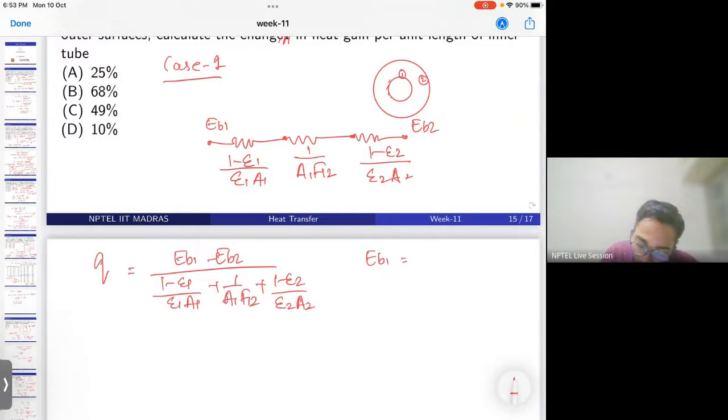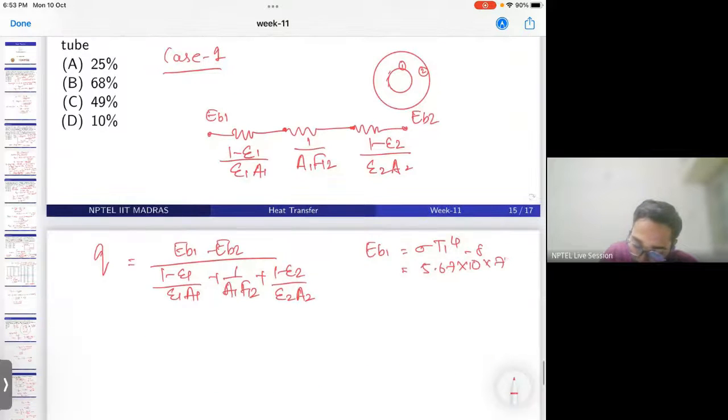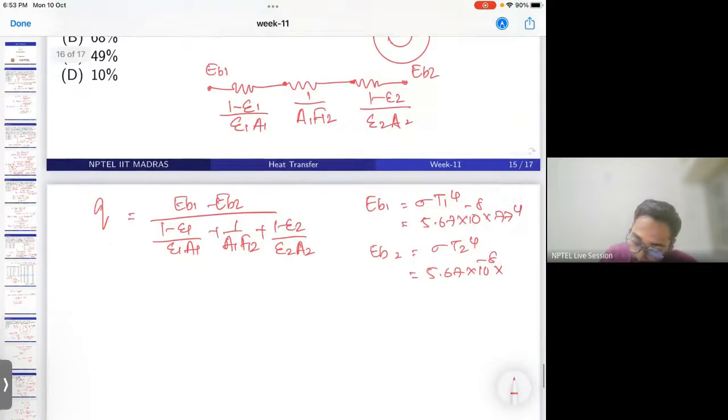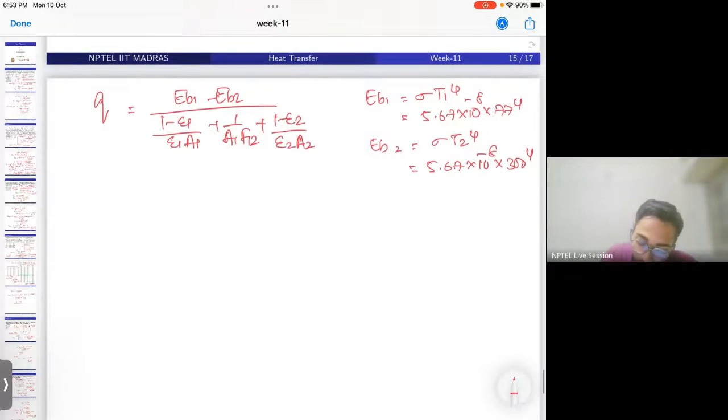EB1 is equal to sigma T1 raised to 4, which is 5.67 into 10 raised to minus 8 into 77 raised to 4. EB2 is equal to sigma T2 raised to 4, that is 5.67 into 10 raised to minus 8 into 300 raised to 4. And also we have A1.